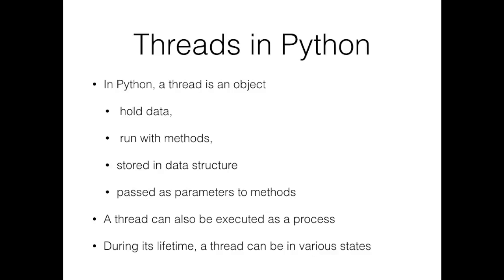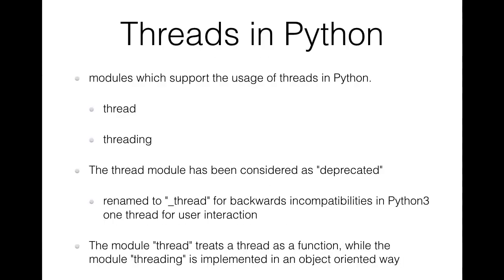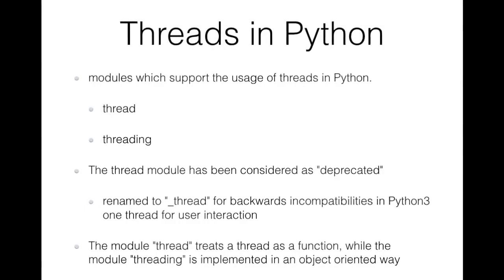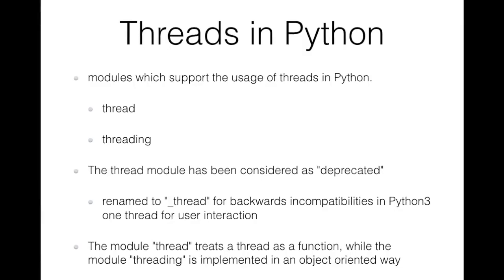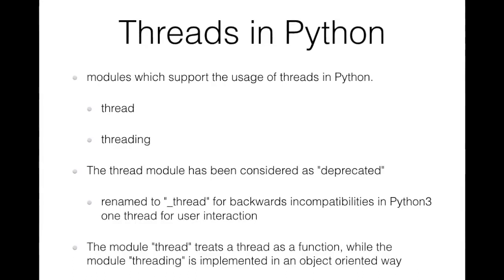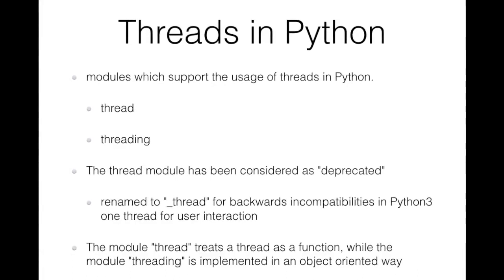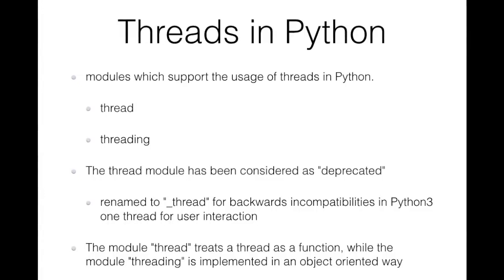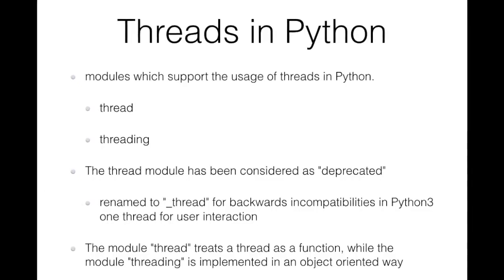During the lifetime of a thread, it can have various states. Now in Python, there are two modules which support the usage of threads, and these two modules are the thread module and the threading module. One thing to note here is that the thread module has been considered deprecated for quite a long time. So users are encouraged to use the threading module instead of the thread module.